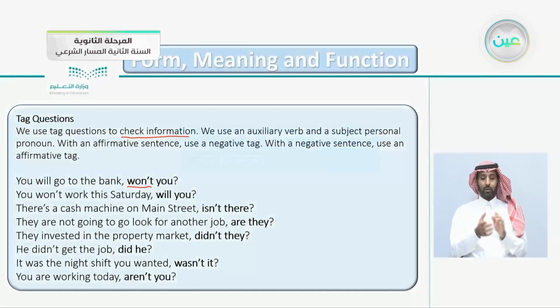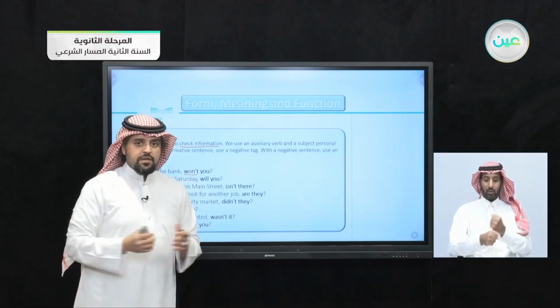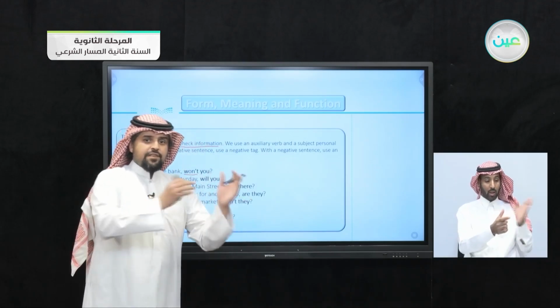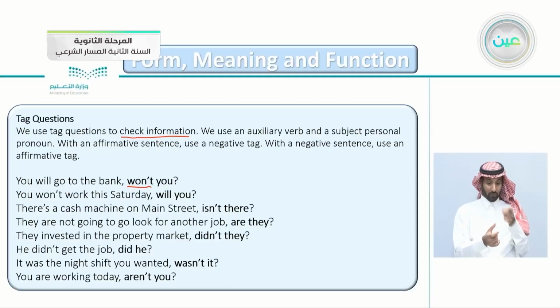There's a cash machine on Main Street, isn't there? So remember to take the same helping verb or auxiliary verb and, if it's affirmative, make it negative. If it's negative, make it affirmative. For example, there's is the short version of there is. There's a cash machine on Main Street, isn't there? So we took is and made it negative.